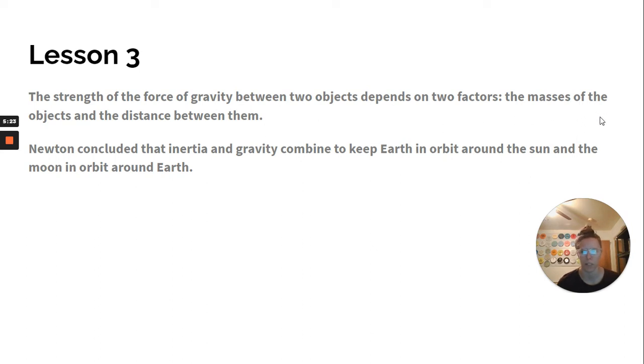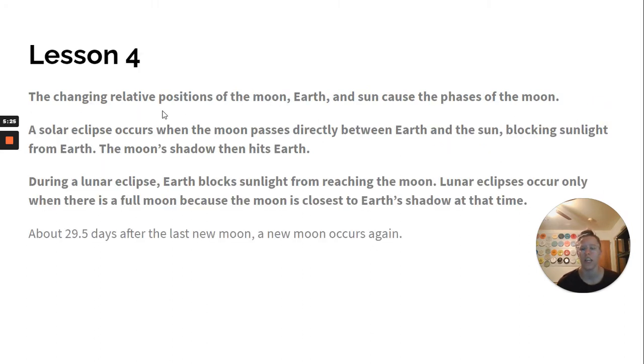I cannot remember 100%. The changing relative positions of the moon, Earth, and sun cause the phases of the moon. A solar eclipse occurs when the moon passes directly between Earth and the sun, blocking sunlight from Earth. The moon's shadow then hits Earth. During a lunar eclipse, Earth blocks sunlight from reaching the moon. Lunar eclipses occur only when there is a full moon because the moon is closest to Earth's shadow at that time. Both of those are on there as a fill-in-the-blank with multiple choice options.